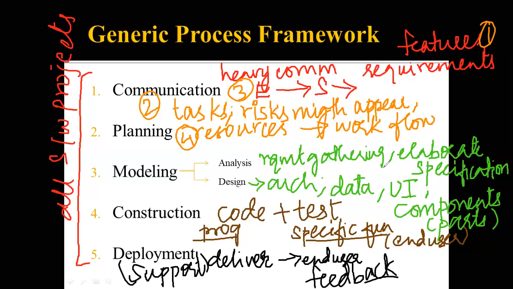This is the generic process framework. We need to remember these 5 stages in order: communication, planning, modeling, construction, deployment. You can remember this as C, P, M, C, D. Now remember, 2 C's are there. The first one stands for communication and the fourth one stands for construction, because these phases are going to be used in a few more models within the second chapter that we are going to study within the first unit.